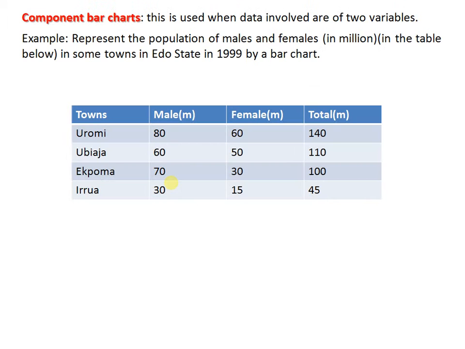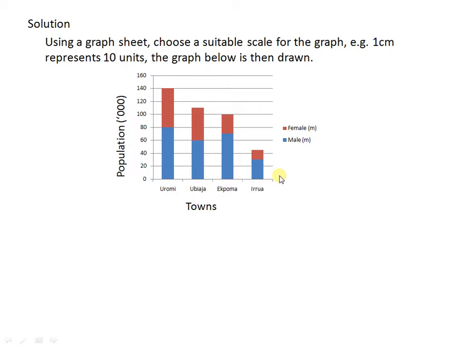A component bar chart is used when the data involved are of two variables. Example: represent the population of male and female in millions in the table below, in some towns in Edo State in 1999, by bar chart. You can see these are the towns, these are the male and female. So this is the component bar chart showing the male and female components. It's two components.